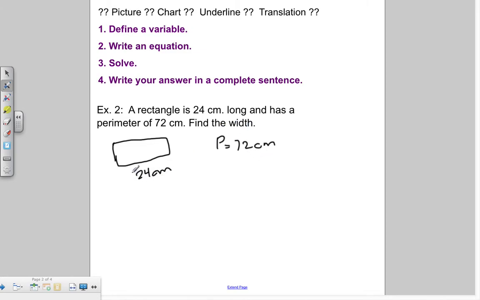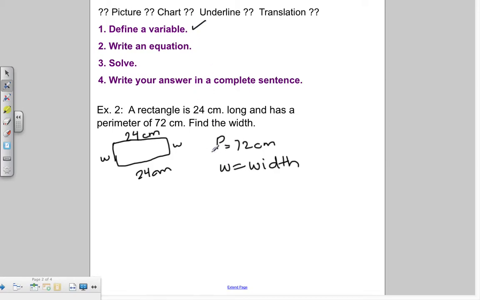Okay, well, I know this is 24. I also know that this is going to be 24, so I'll label that. And I don't know the width. It's asking me to find the width, so I'm going to make that W. You could make it X, but this one's W also. So I've just defined my variable, but it's really good to do it in a sentence. W equals width. And that's the variable I'm going to use throughout my problem.